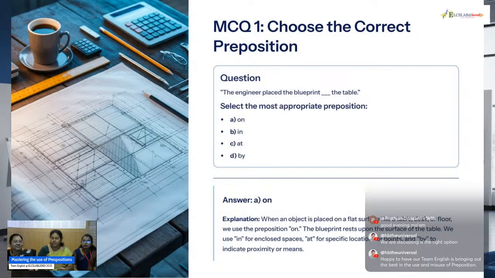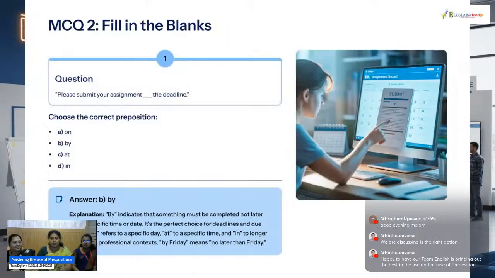So these MCQs are for testing your knowledge. If you can follow this live, you will be understanding. And each and every question has its options and the answer given with a beautiful explanation. Why is it used?